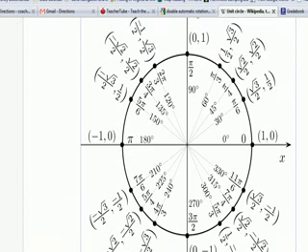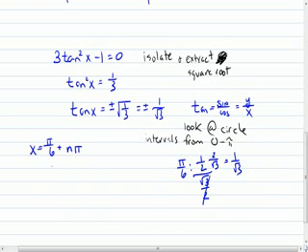Remember, the other thing it could be is negative 1 over square root of 3. So if you jump over here to 5 pi over 6, you have the same coordinates, you just have a difference in sign. So that's going to work out for 5 pi over 6 as well.